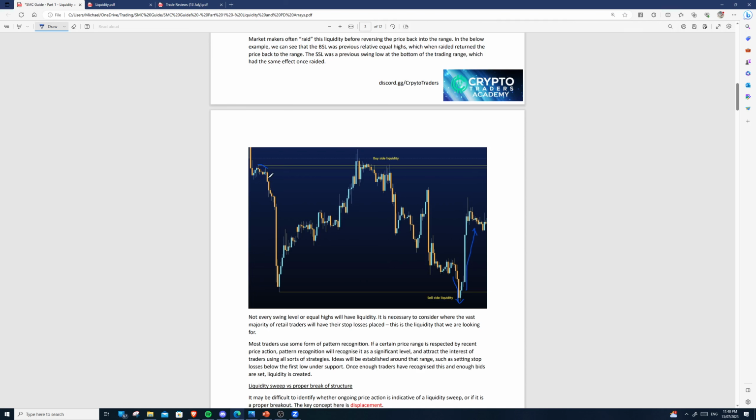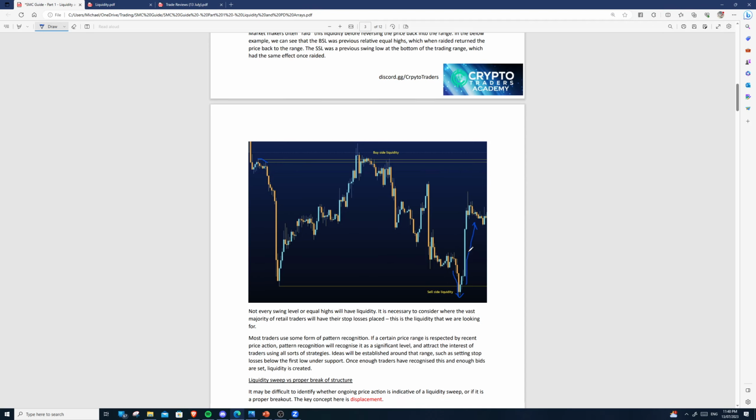Another example here: swing low here, bottom of the trading range, price pushed slightly below, and then reversal upwards. And then here we have approximate equal highs, established as a resistance level, and then price pushed a little bit above the swing high level and took out the buy side liquidity.